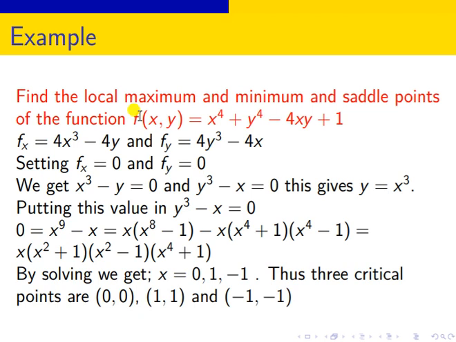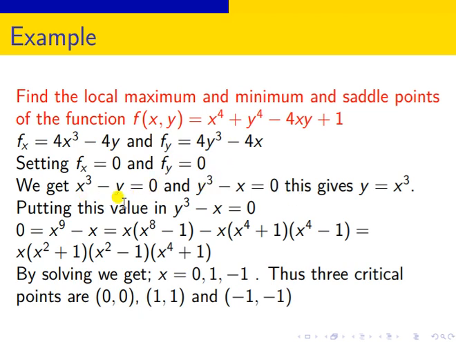We are given an example of a two variable function like this, and we have to find the local maxima, minima and the saddle points of the function. First, we find f x, the partial derivative of this function with respect to x. We will get this. Similarly, we find the partial derivative with respect to y, and we will get this. Then we make f x equal to 0 and f y equal to 0.